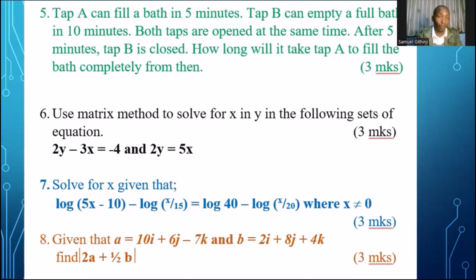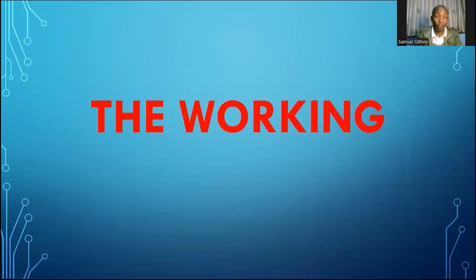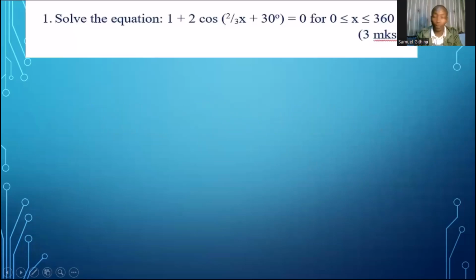So my student, you are supposed to go through the 8 questions yourself before you go through the marking scheme with me. Having stopped the video and having tried the questions, then we can go through the working. This is question number 1.